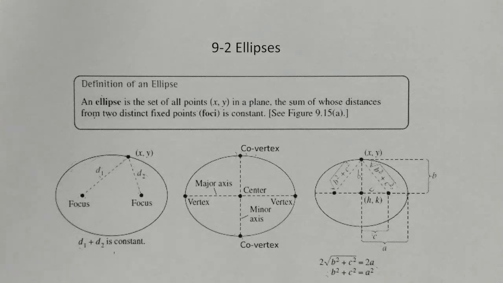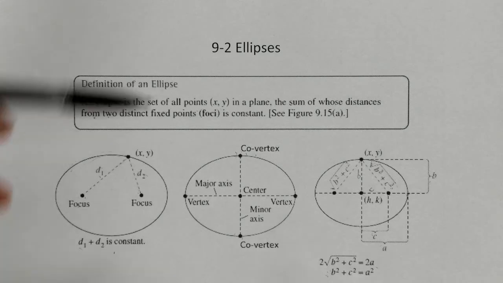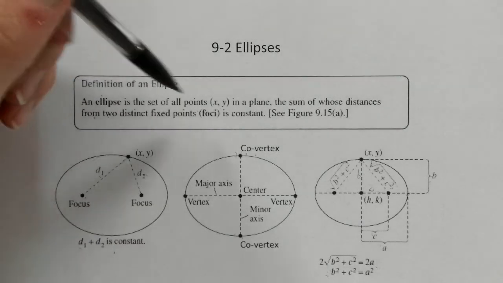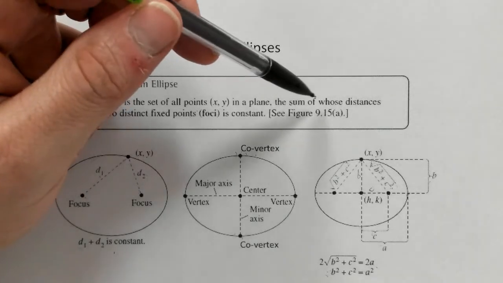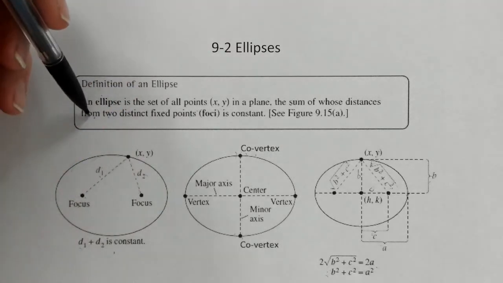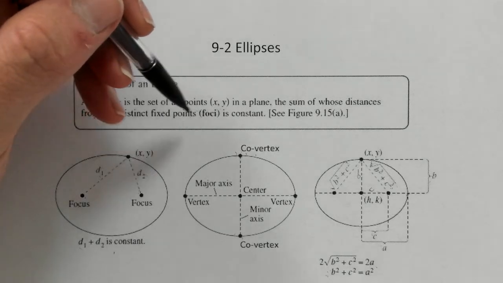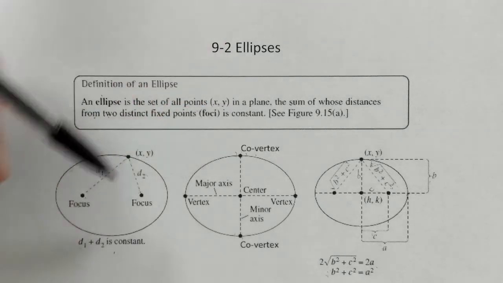Okay, in this section 9-2, the conic section we're going to focus on is the ellipse. So here's the definition of an ellipse. It's the set of all points in a plane the sum of whose distances from two distinct fixed points called foci is constant. All right.